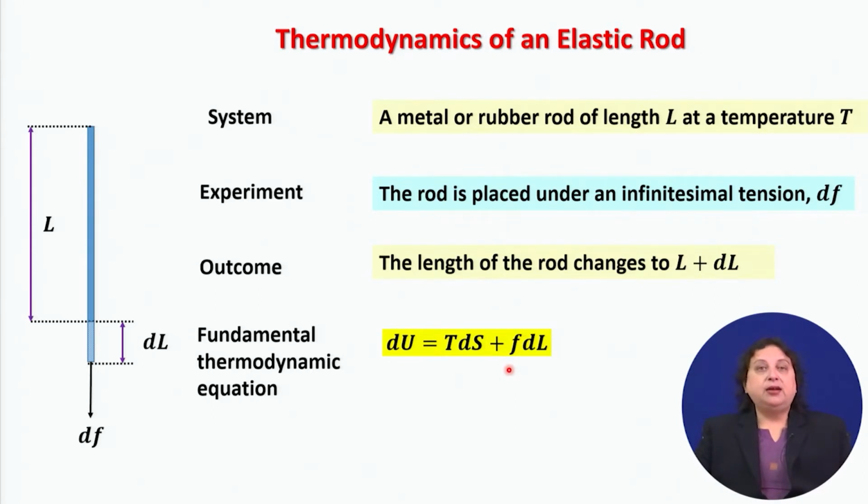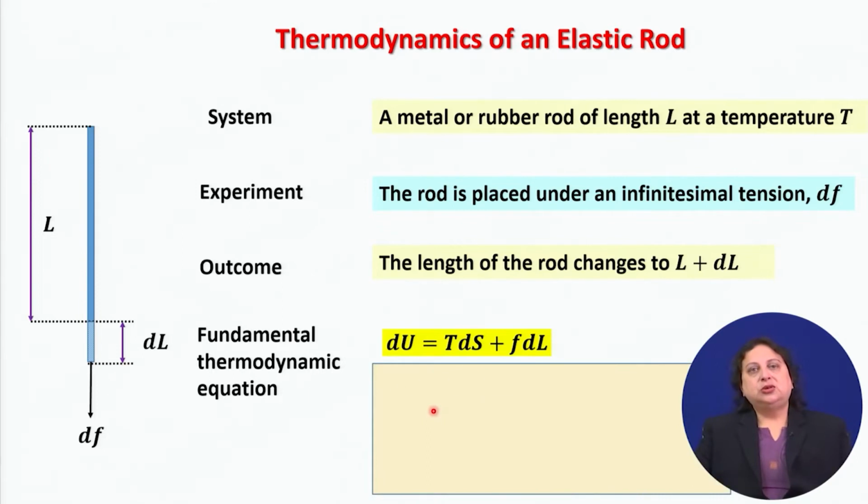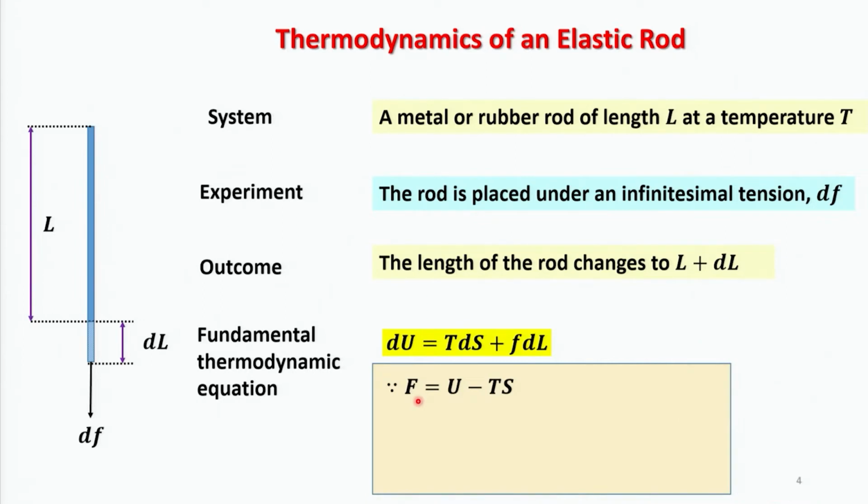As you know, there are alternative forms of the thermodynamic equation, and I will be focusing on the change in Helmholtz free energy, because that is the thermodynamic potential when I am maintaining my system at a constant temperature. So, let us work it out. What is Helmholtz free energy? By definition, Helmholtz free energy is equal to U minus TS. Therefore, I can write down dF is equal to dU minus TdS minus SdT.